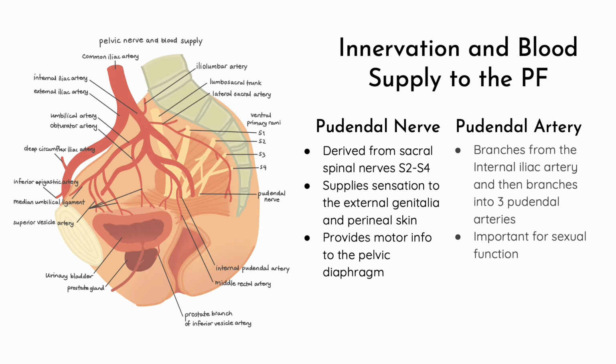The pelvic floor is innervated by the pudendal nerve, which originates from the sacral nerve roots S2 through S4. It is responsible for sensory innervation of the external genitalia and perineal skin, as well as providing motor innervation to the pelvic diaphragm. The pudendal artery is the main blood supply to the pelvic floor and is important for sexual arousal.